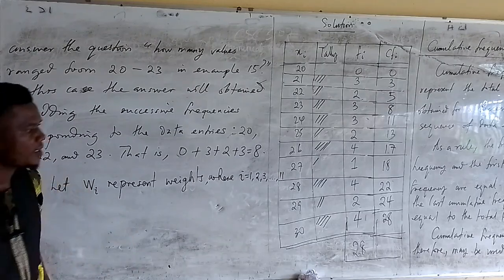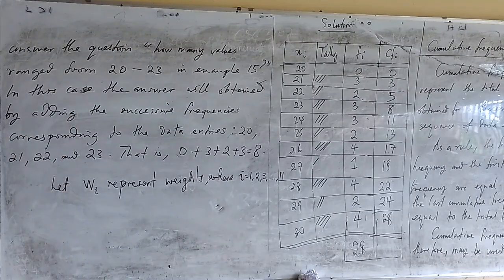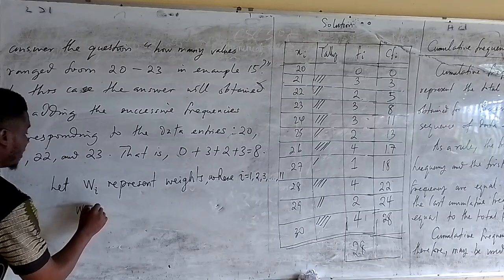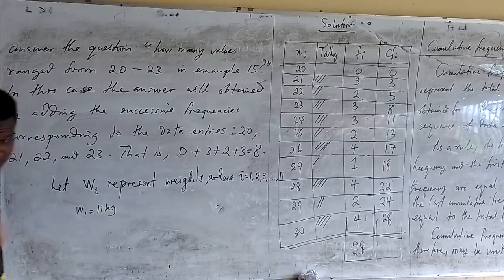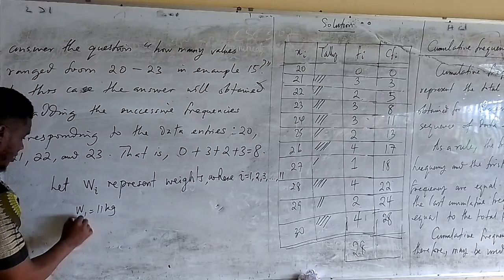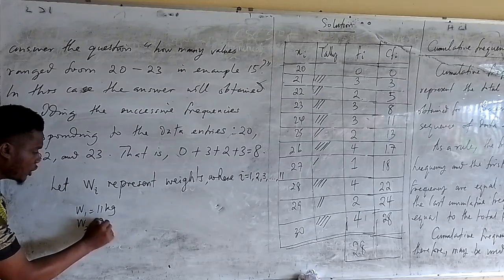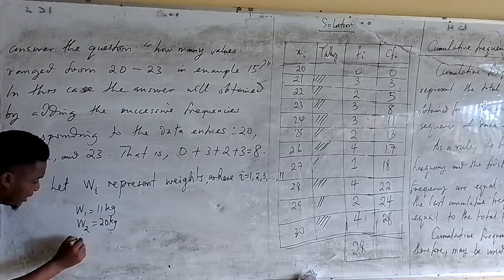Do you understand me? Now, if I move in this manner, this lady's weight will be my W1. And if her weight is 11, I'm going to write here W1 is 11 kilograms. For instance, I'm saying your weight will not be 11 kilograms in Jesus' name. Then W2 will be the weight of the next person. And if I call that one 20 kilograms, I'll keep moving.